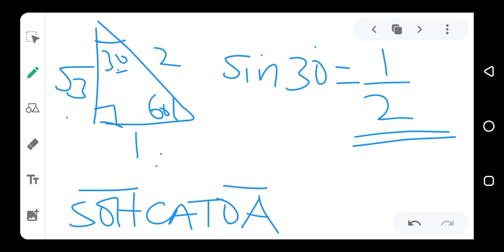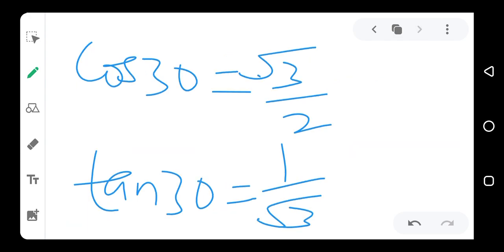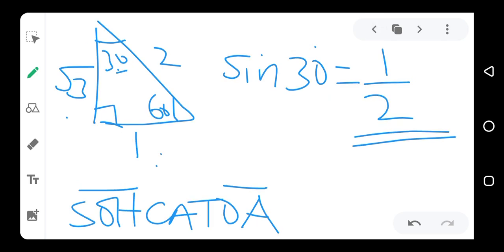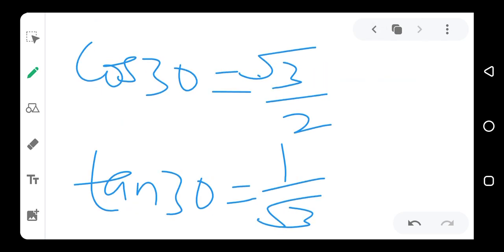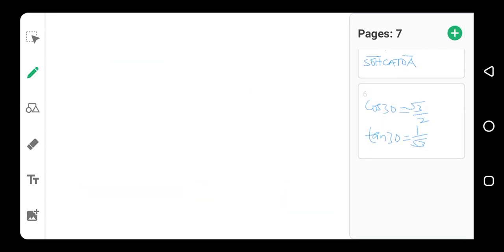So here we've seen how to get sin 30, cos 30, and tan 30 by drawing the triangle and then getting the sides of the triangle. If you use your 4-figure table or calculator to get these angles, what you are going to get is equivalent to these things we have here. Now let's look at the angle 60 degrees.